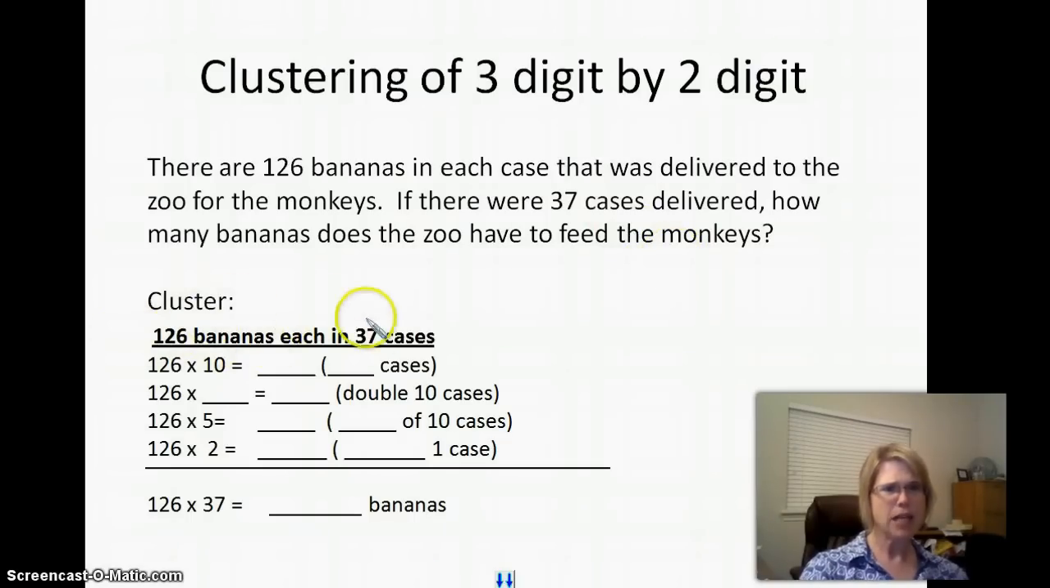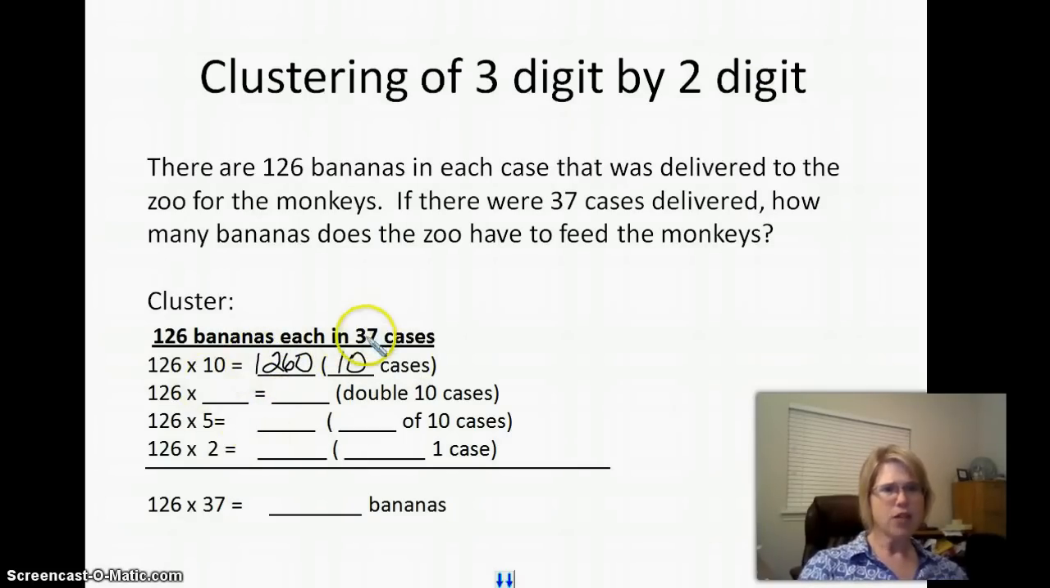Okay, so now I'm going to cluster the 37 cases. We could do it the other way and do 37 cases at 126 bananas. It'd probably take a little bit longer. So I usually just start with a 3-digit number and cluster the 2-digit number. Okay? All right, so I'm going to start with 10 cases. And when I do that, I'm going to get 1,260 for 10 cases, right?